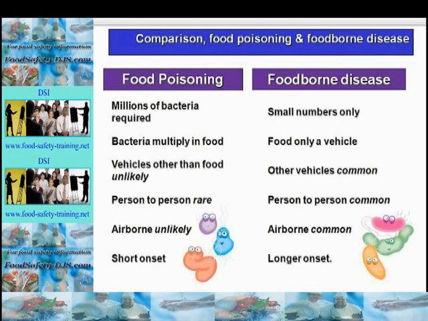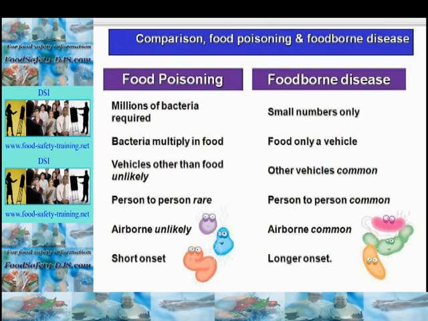This slide looks at the comparison of food poisoning and foodborne disease. First of all, with food poisoning, millions of bacteria are required. With foodborne disease, only small numbers are required, so it could be called a low-dose pathogen or take a low infective dose. With food poisoning, bacteria multiply on food, within the nutrients, the protein. With a foodborne disease, food is only a vehicle. With food poisoning, vehicles other than food are unlikely. With foodborne disease, other vehicles are common.